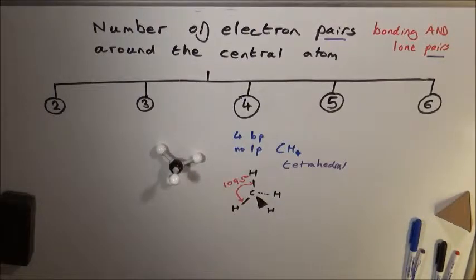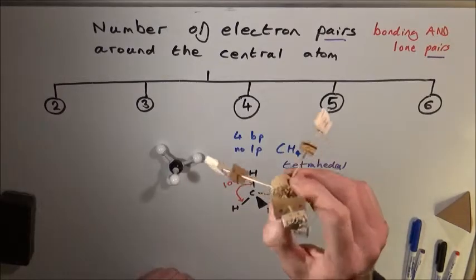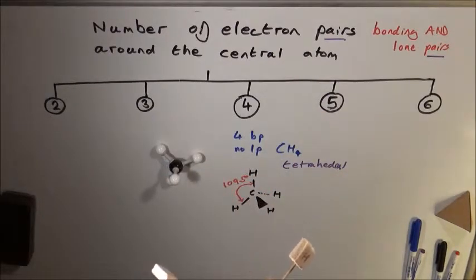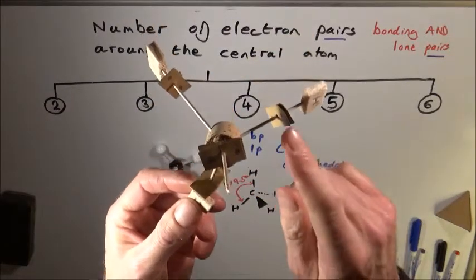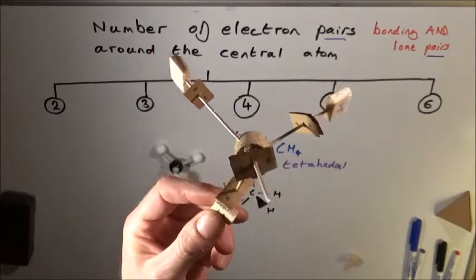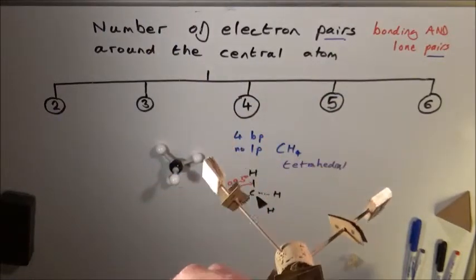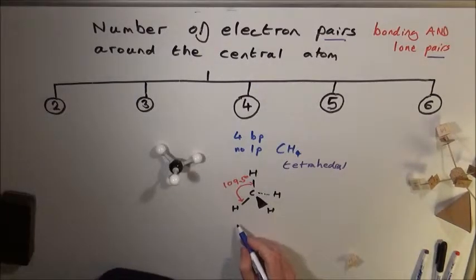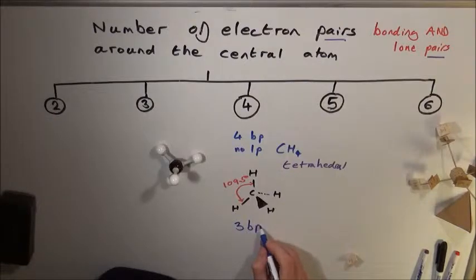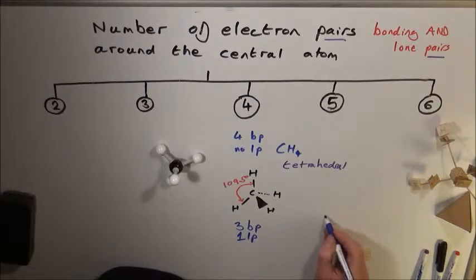Now, if we imagine you were to remove one of these hydrogens, we could still have 4 electron pairs around the central atom, but 3 of them are bonding and 1 of them is a lone pair. And the best example of that is ammonia. So I'll add this to this column. So we've got 3 bonding pairs and this time 1 lone pair. We've still got 4 electron pairs altogether. So ammonia has this structure.